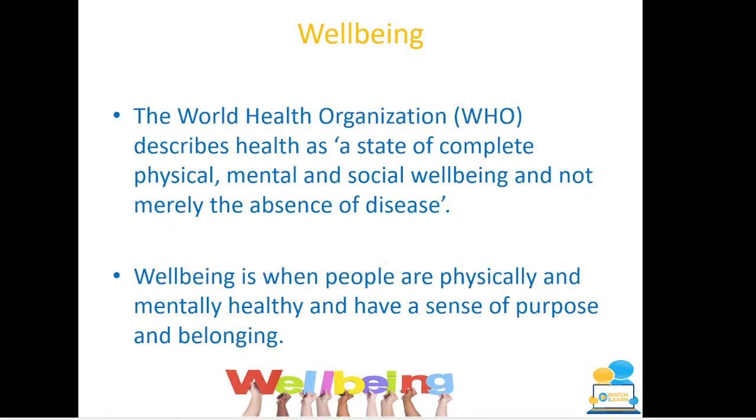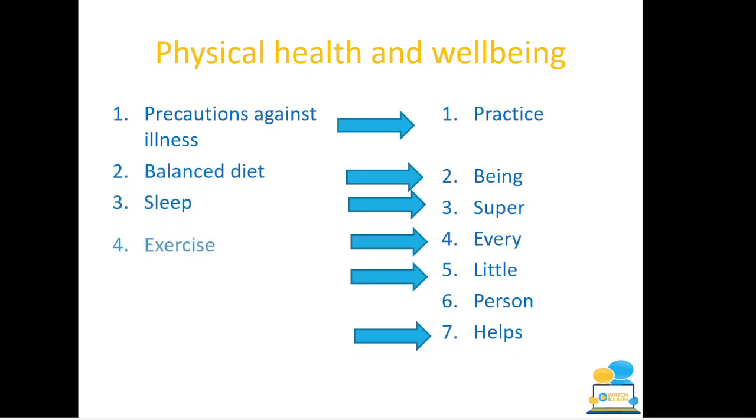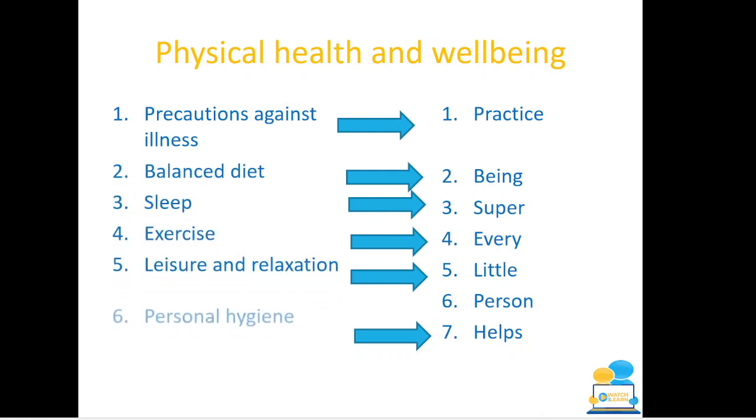And well-being is currently a buzz within junior cycle education, because it's something that's coming up a lot across all of the subjects and not just home ec and SPHE. So there are 7 key areas which we need to look at when we're looking at physical health and well-being. So we have precautions against illness, we have a balanced diet, we have sleep, exercise, leisure and relaxation, personal hygiene and health hazards. Now, all of these don't have to be looked at in that specific order. That's just how I've put it up for the ExamRevision website.